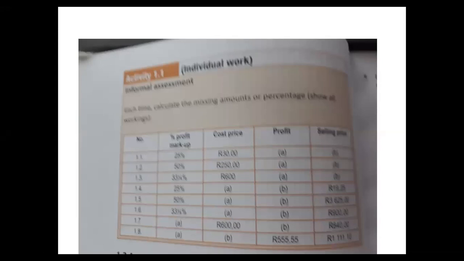And then you take that cost price, that 2,416 Rand 67 cents, you subtract it from the selling price, then you get an answer of 1,280 Rand 33 cents, and that is going to be then your profit amount.